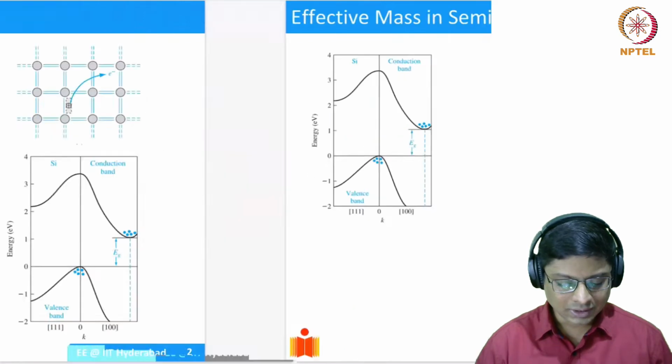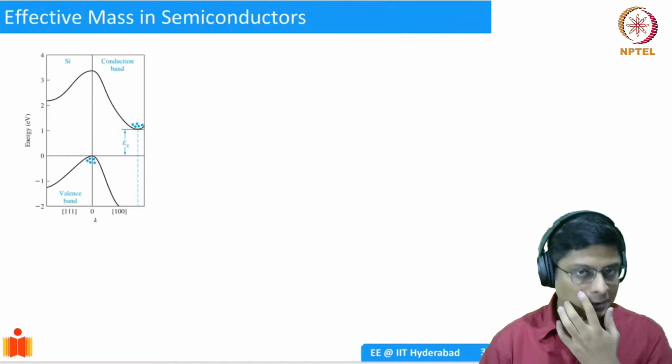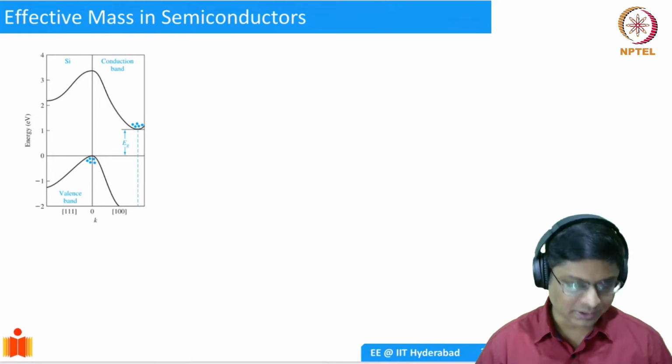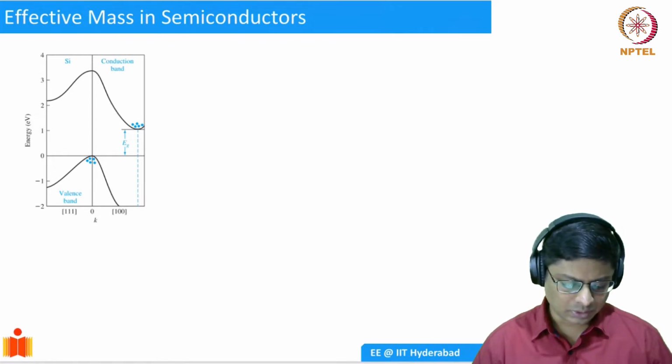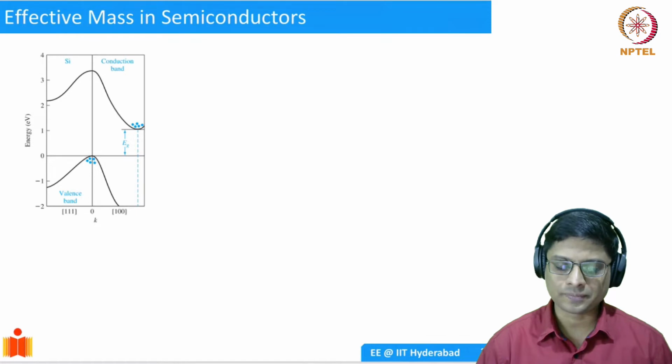To do that, we'll start with a concept known as effective mass in the semiconductors. So we have already seen this E-k diagram. This is an indirect band gap semiconductor, which is silicon. So we ask ourselves the question, how does the carrier move in a semiconductor like this?